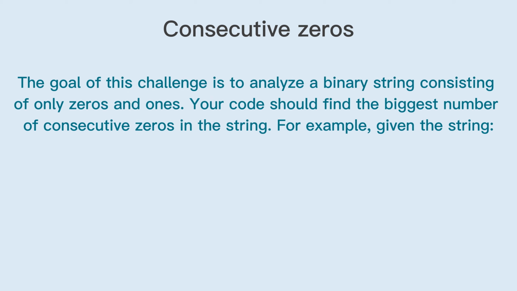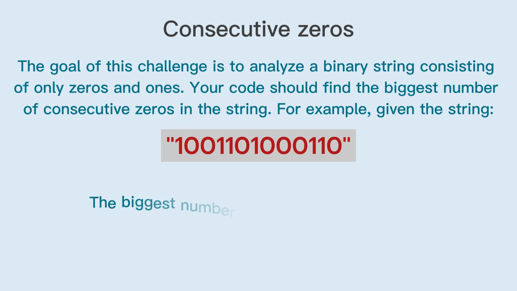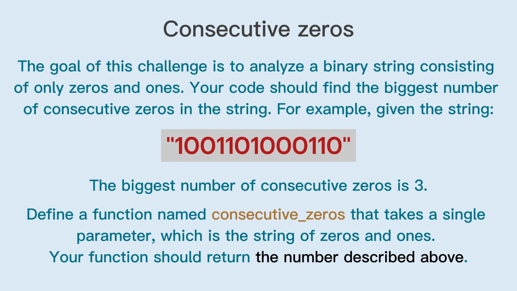The second exercise is called consecutive zeros. The goal of this challenge is to analyze a binary string consisting of only zeros and ones. Your code should find the biggest number of consecutive zeros in the string. For example, given the string, the biggest number of consecutive zeros is 3. Define a function named consecutive zeros that takes a single parameter, which is the string of zeros and ones. Your function should return the number described above.